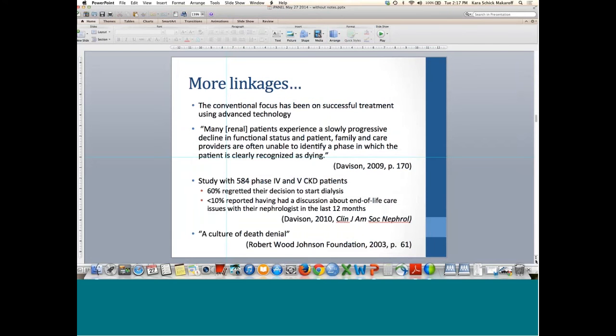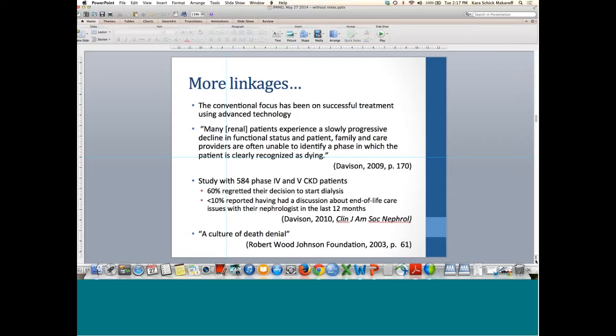I'll tell you about some of the linkages that I see between a palliative approach and the kidney population. In renal disease, the conventional focus has really been on extension of life through dialysis. Successful treatment uses advanced technology, particularly dialysis, and it's a huge commitment for people. When they start on hemodialysis, it's at least 3 times a week for 3 to 4 hours on the machine.